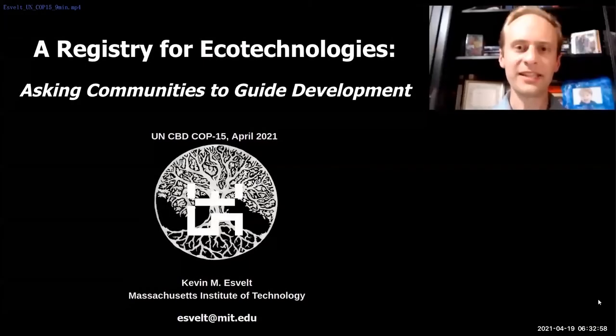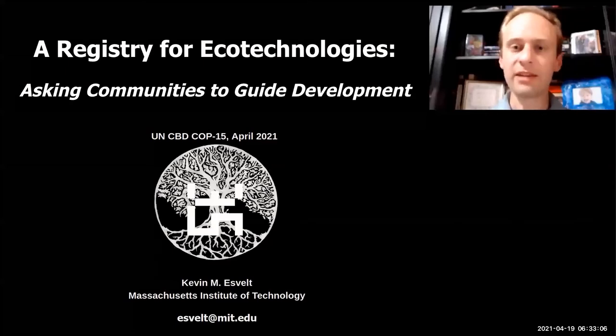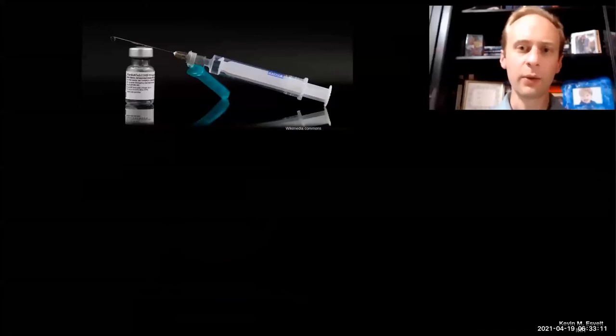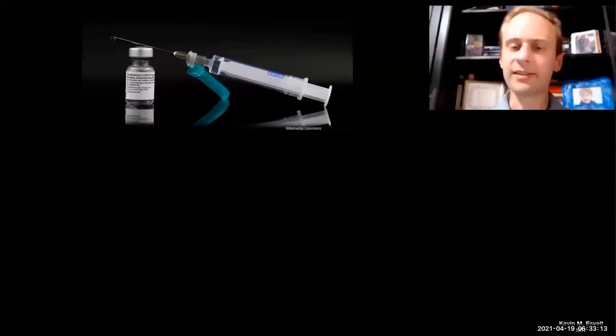I'm Kevin Esvelt from MIT, and I'm interested in ecotechnologies. I wish I could be speaking with you in person today, but of course, many of us and our loved ones are still waiting on vaccines. What's interesting about vaccines is that they were not developed transparently. But that's okay. Each of us can individually decide whether or not we want to take a vaccine. We can give our free, prior, and informed consent.